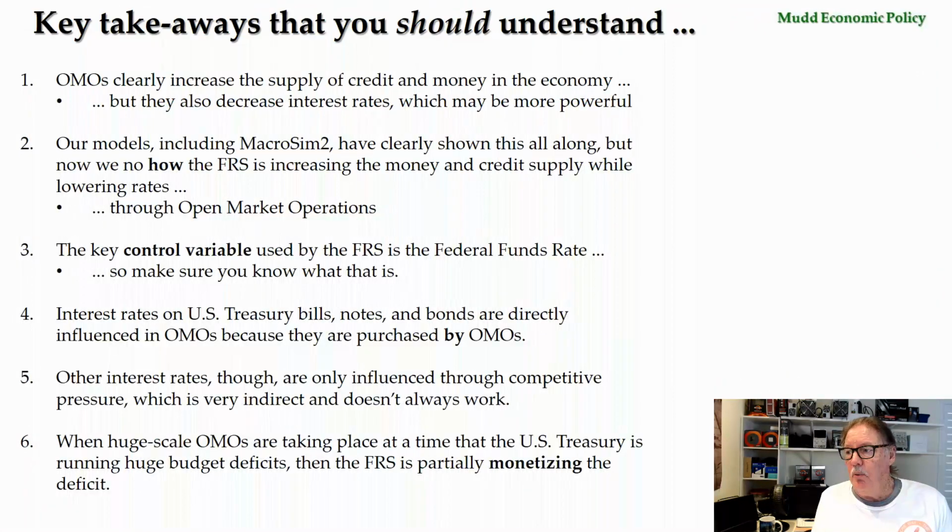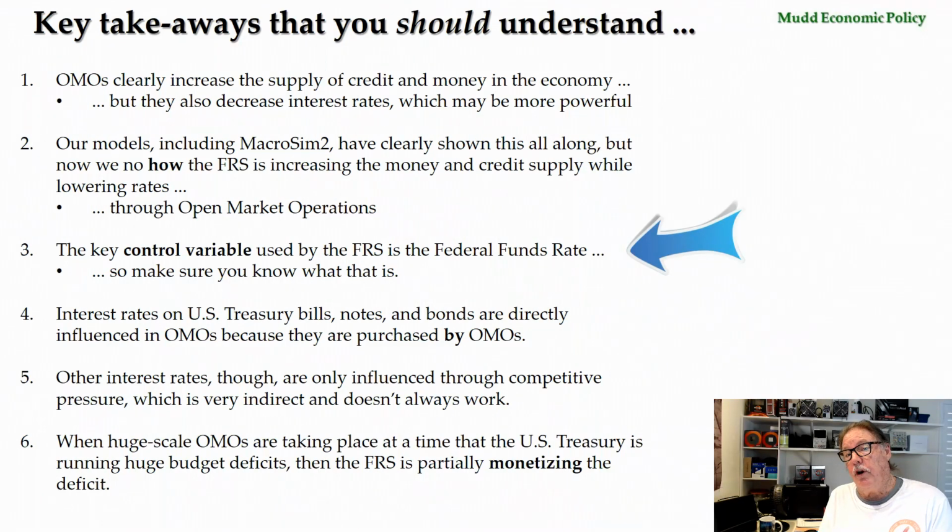Here are some key takeaways that you should understand from this lecture. We know that OMOs increase the supply of credit and money in the economy, but they also decrease interest rates, and that may be more powerful. Our models, including MacroSim 2, have shown this all along. But now we know how the Federal Reserve is increasing the money and credit supply while lowering rates. They use open market operations, which you should now understand.